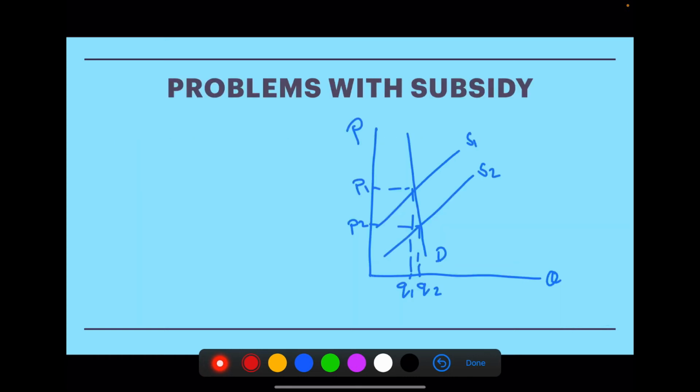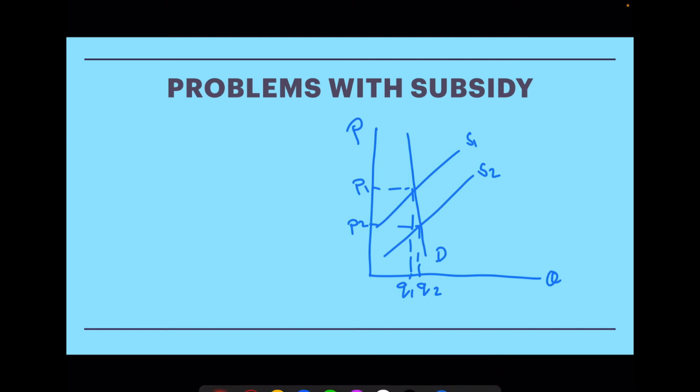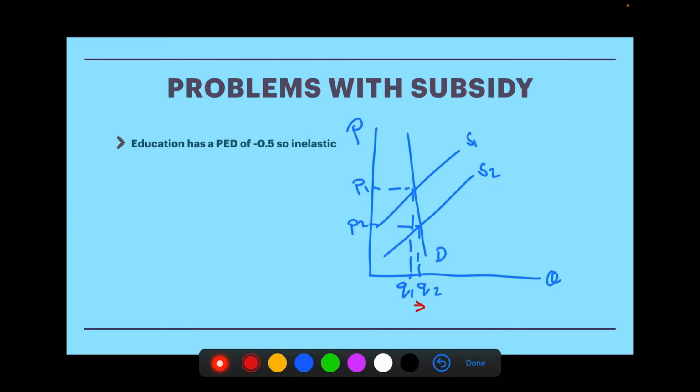So then we go on to look at the problems with the subsidy. Now, if you remember at the beginning, I said that the PED for education was minus 0.5. That means the PED is inelastic. So I've drawn an inelastic demand curve. And what you can see from that inelastic demand curve is that the quantity doesn't increase by a particularly large amount. You've got a big reduction in price, but the quantity doesn't change by very much, which means that it's not going to be particularly effective at increasing quantity. Yes, it will increase quantity, but it will not increase quantity by very much.